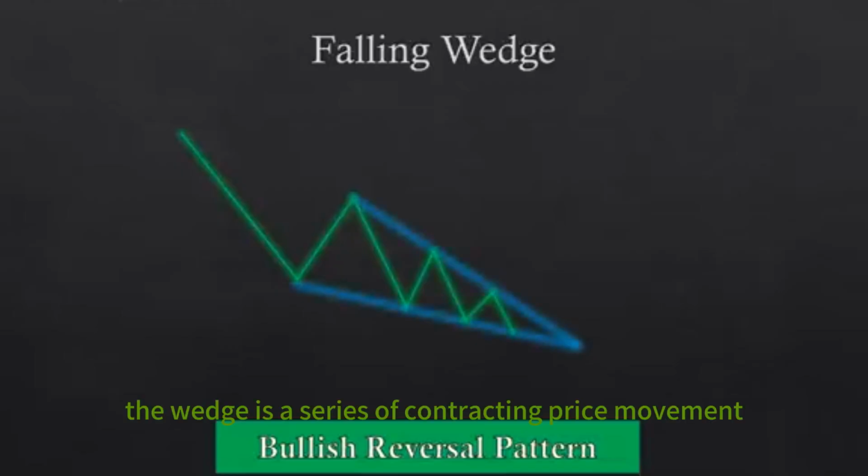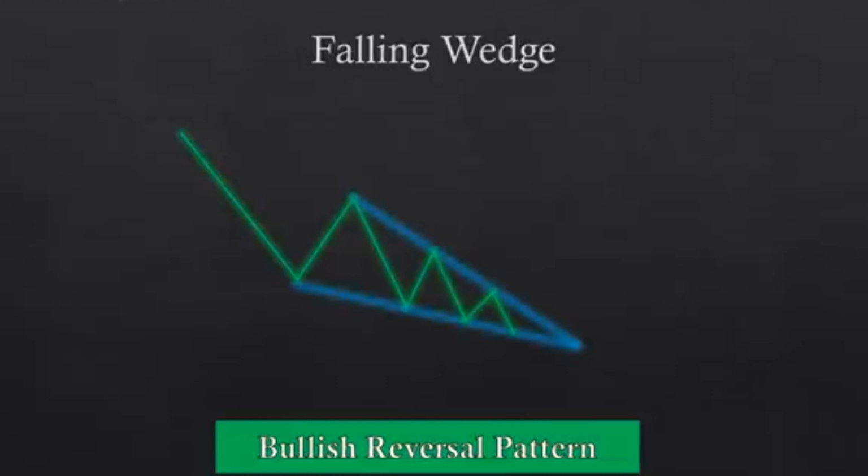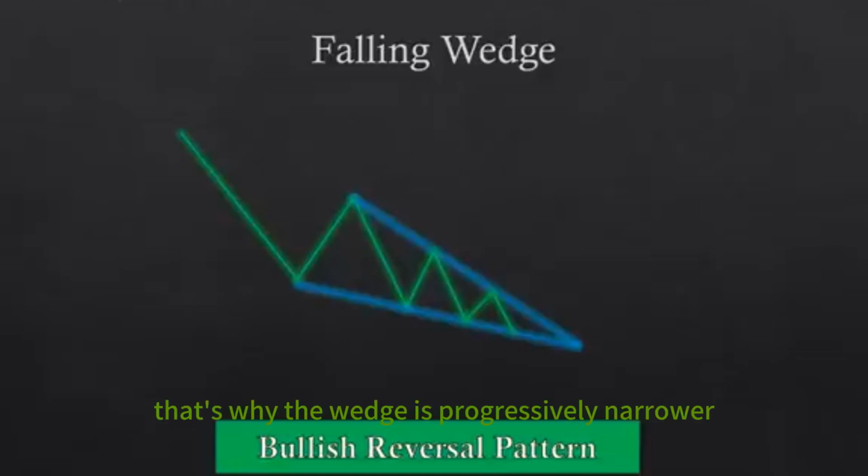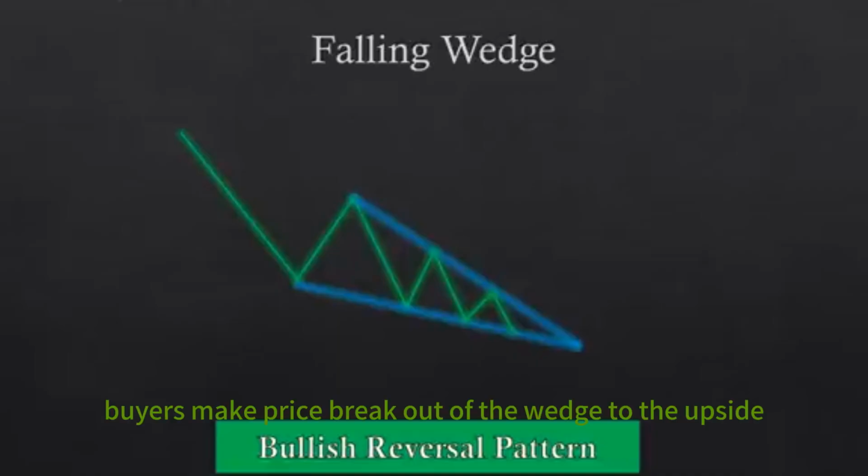The wedge is a series of contracting price movements. If we connect the highs and lows, we'll observe that the 2 lines tend to converge to each other. The logic behind the falling wedge is that with each price movement, sellers are losing power. That's why the wedge is progressively narrower. And when selling power is too low, buyers make price break out of the wedge to the upside.